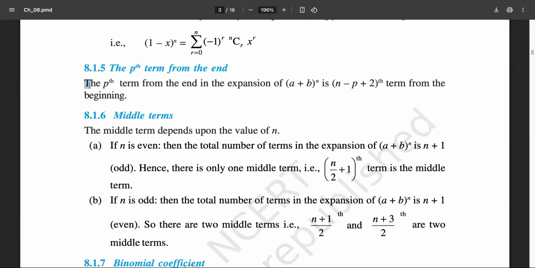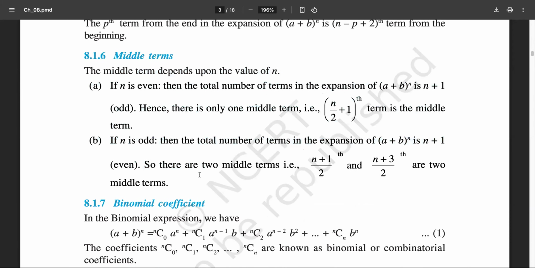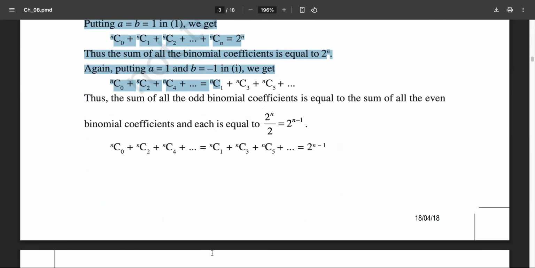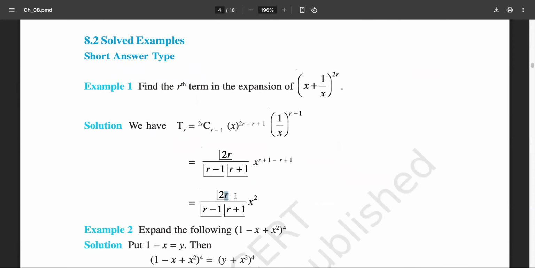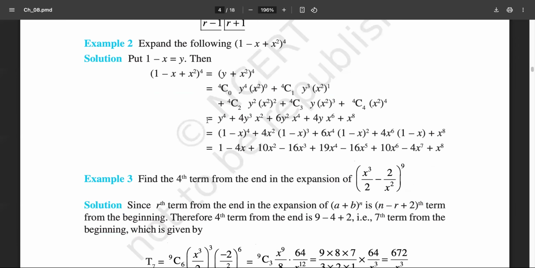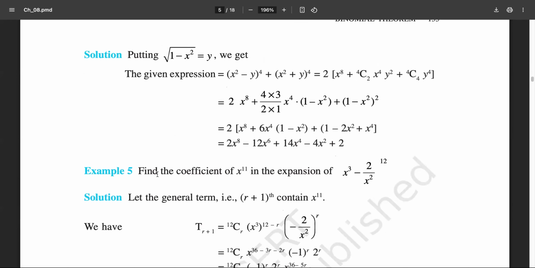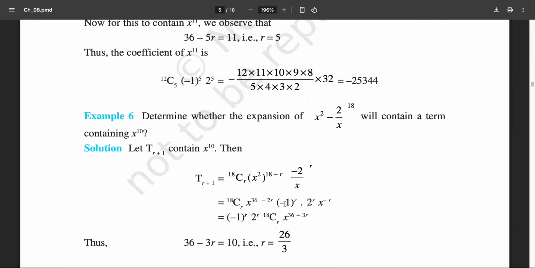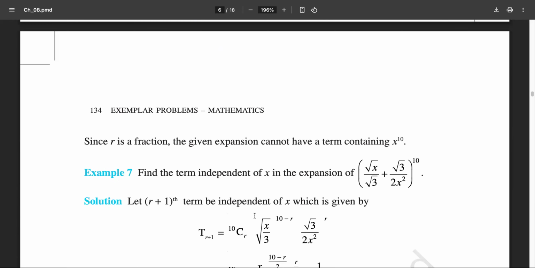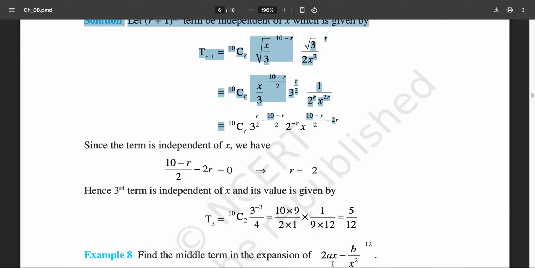This is just a way. Don't go with this, the pth term from the end. It doesn't make any sense. This is the middle term part. The binomial coefficient thing is there. From here you can try to solve some of the problems. For example, examples are given: one example, second example, third example, fourth example, fifth example, sixth example, seventh example is given to you.